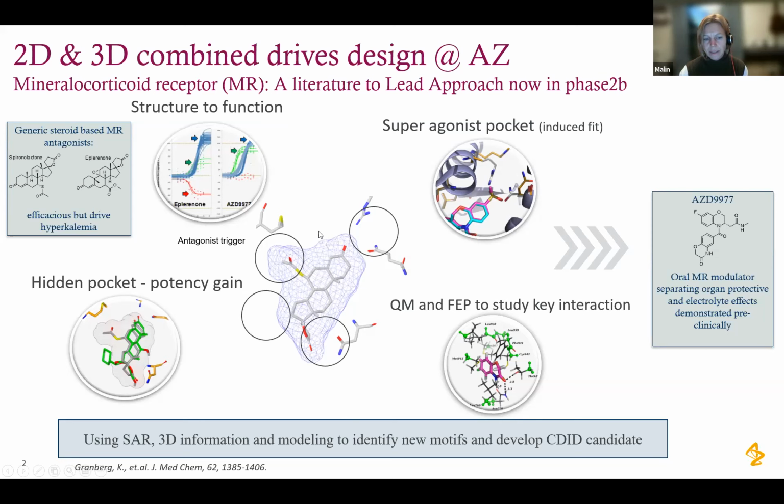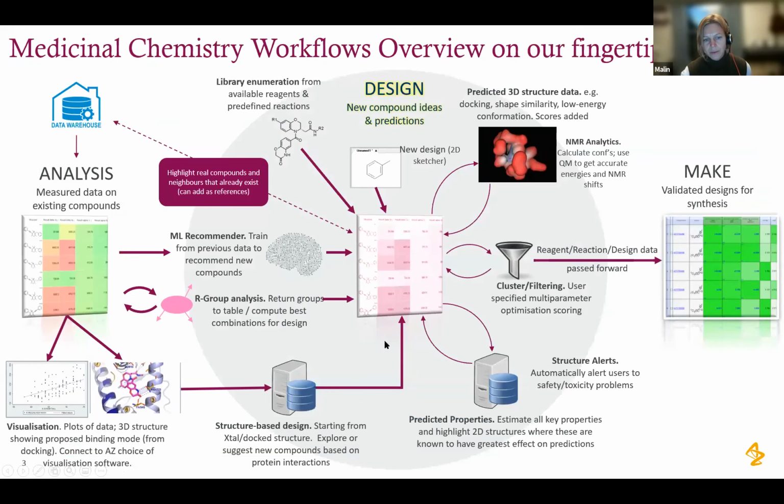And what we saw, using a lot of crystal structure insights, was that we could really map out the binding site, with which part would trigger antagonism and which would trigger agonism. There was also a super agonist pocket, which really pushed the agonistic mode of action, and a hidden pocket, which we explored, where we could gain potency. We used QM, and later also free energy perturbation, to really study the key interactions. It's just illustrating how important this topic is, and the company is now in phase 2B, still progressing towards the market, we hope.